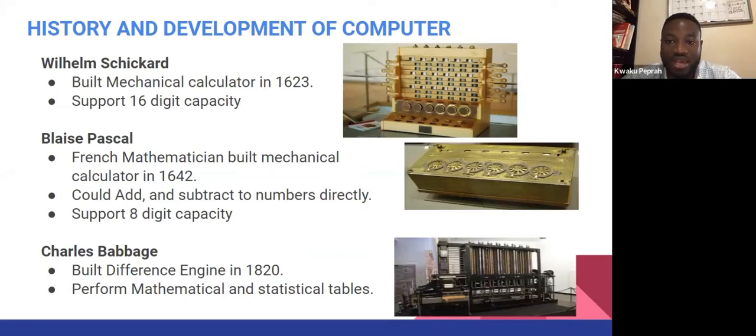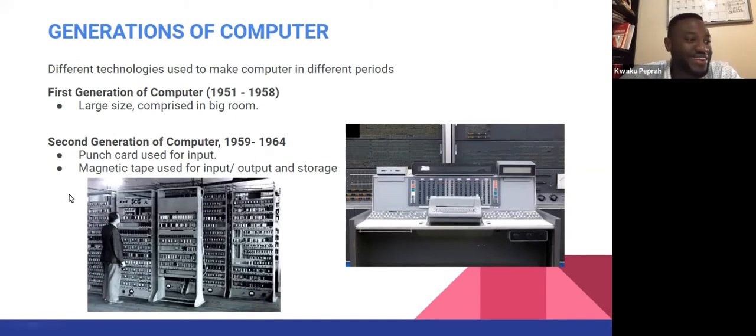And then after that, we had Charles Babbage. Charles Babbage also came by and built the difference engine in 1820. And he also used his device to perform mathematics and statistical tables. So here in this part, we're going to talk about the generations of computer. There's a difference in technologies used to make computers in different periods. And here we have the first generation of computer, which was large and comprised big rooms. It could actually fill a room of about a studio size.